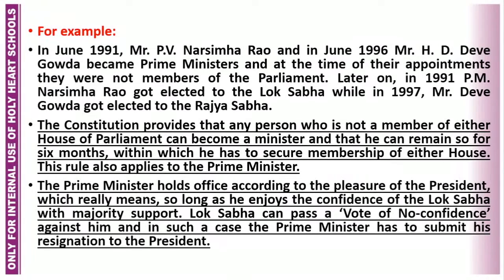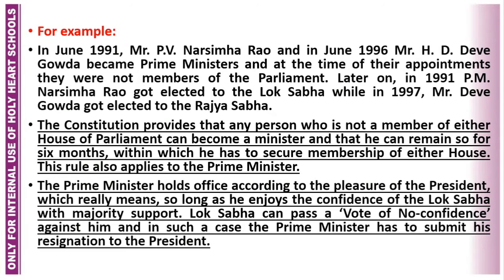The Constitution provides that any person who is not a member of either House of Parliament can become a minister and that he can remain so for 6 months, within which he has to secure membership of either House. This rule also applies to the Prime Minister. As I have given you examples of H.D. Devegowda and Narasimha Rao, they became members of the legislature, meaning Parliament, within 6 months. When they were appointed Prime Ministers, they were not members of the Union Parliament.